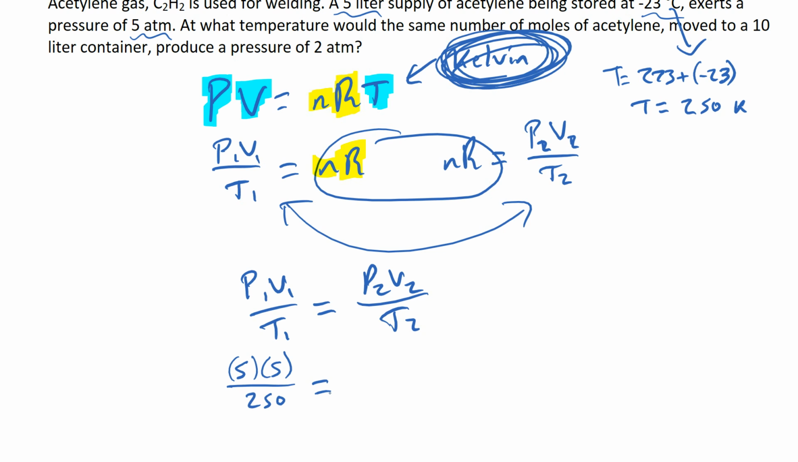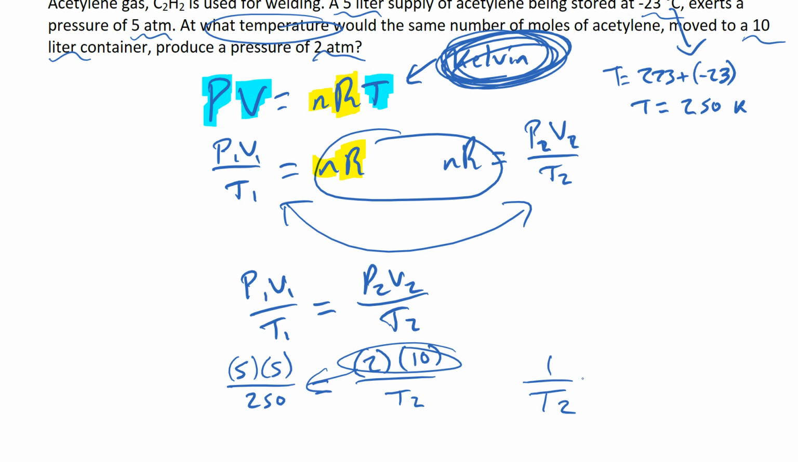Okay. Next thing is P2. What's the new pressure going to be? Well, it says 2 atmospheres in this new tank. And the new tank is going to be 10 liters of space. And I want to figure out what the temperature is going to be. So solve for T2. Now, you're going to be tempted to take all this stuff and move it over to the other side of the equation by dividing, but that's not going to give you T2. That's going to give you 1 over T2. And that's not what we're looking for.